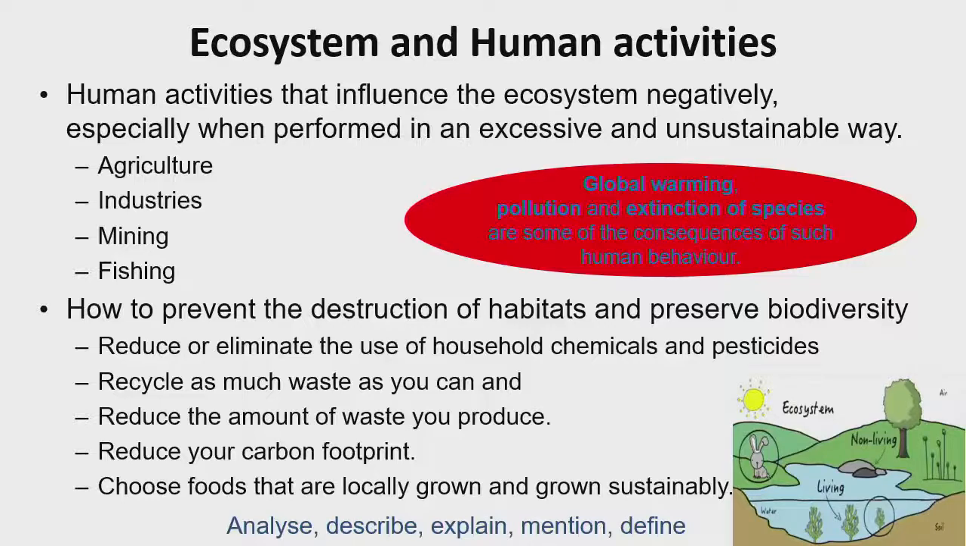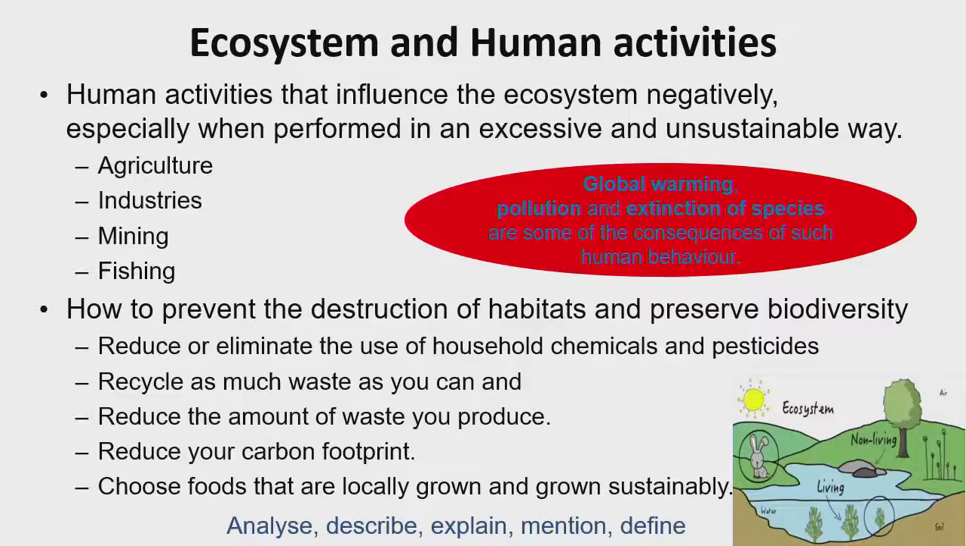You should also be able to explain how to prevent the destruction of habitat and preserve biodiversity. So how can we prevent the destruction of habitat and preserve biodiversity? This can be achieved by reducing or eliminating the use of household chemicals and pesticides. It can also be done by recycling as much as we can, reducing the amount of waste produced, reducing our carbon footprint, and choosing food that is locally grown and grown sustainably. So you should be able to do that.